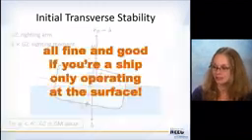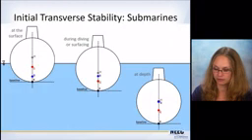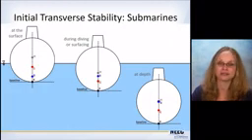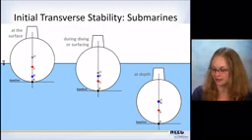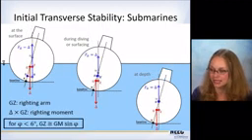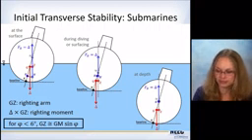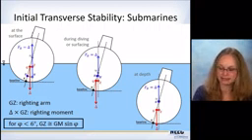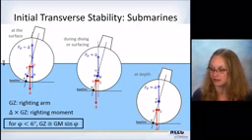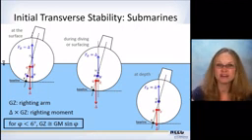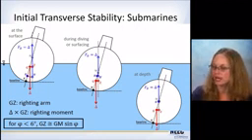We take that, we do the same thing with submarines. It's all fine and good if you're operating on the surface, but if you're a submarine, you have to do it this way: at the surface, during diving or surfacing, or at depth. The procedure is the same. You tilt the submarine over, draw the arrows, and estimate GZ using GM times the sine of phi.